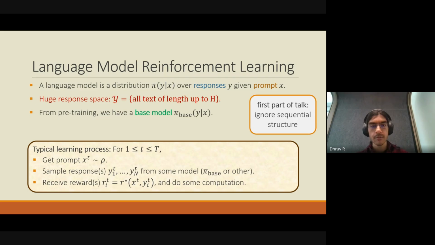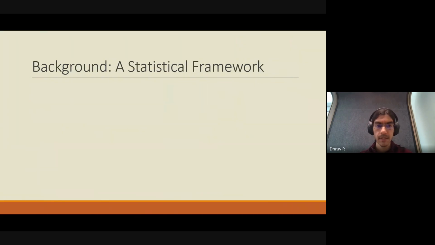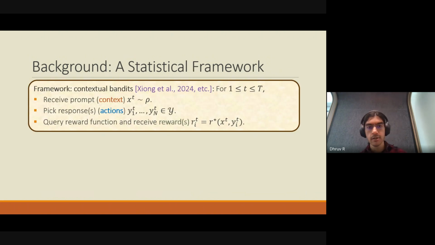Now, the typical reinforcement learning process in practice looks something like this. It proceeds in some sequence of iterations. You draw some data, you sample some responses, and you get the rewards for these responses for the given prompt. And then you do some computation, maybe you update your model and proceed. So this fits very nicely into a contextual bandits framework, where you proceed over some number of iterations, you receive a prompt, which is just the context, you pick responses, which are just the actions, and then you query the rewards.